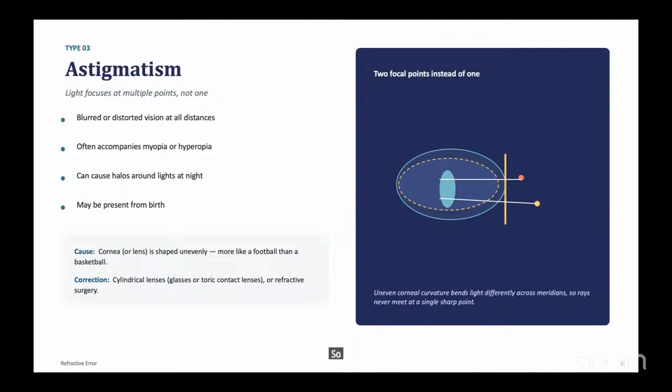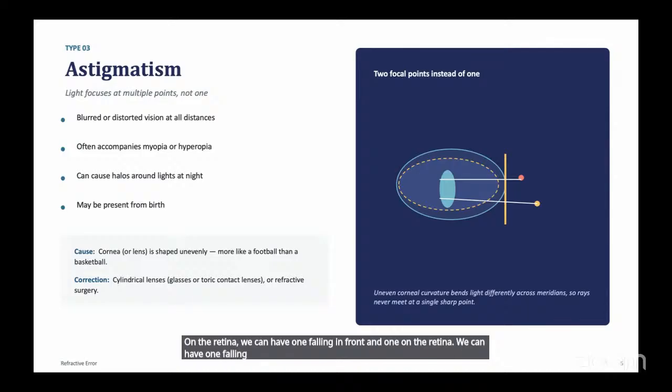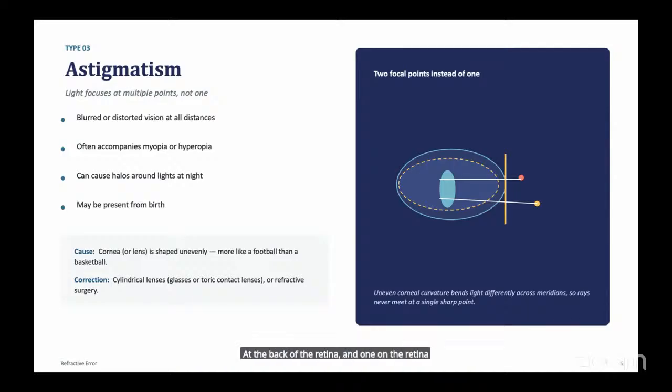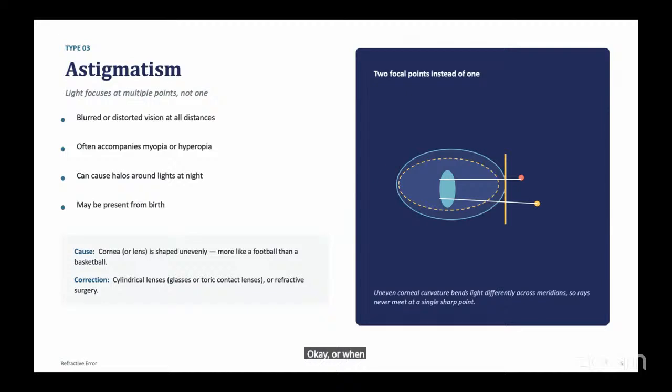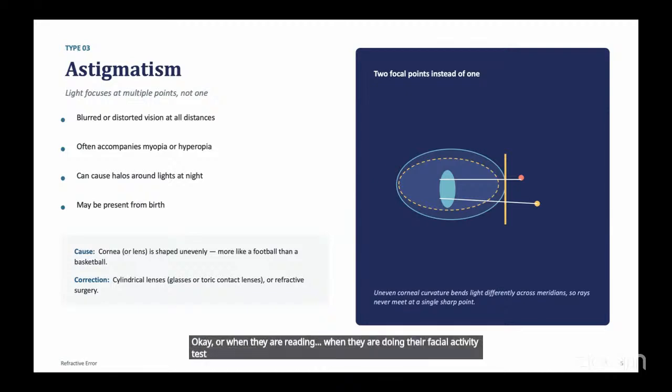So in that sense, the light is not falling on the retina. We can have one falling in front and one on the retina, one falling at the back of the retina and one on the retina, or one in front and one at the back. With these people, when they look at a light, they see a thin streak of light emanating from the primary source, which is the bulb. Or when you are doing the visual acuity test, I'm sure you've visited an eye clinic, they will tell you cover your eye, next read.